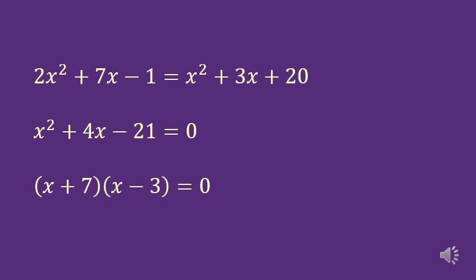And what we're going to do to solve that is to factor. If I find stuff that I can multiply to get negative 21 that adds up to 4, that's why my factors are x plus 7 times x minus 3. And that means that the answers are going to be negative 7 and 3.